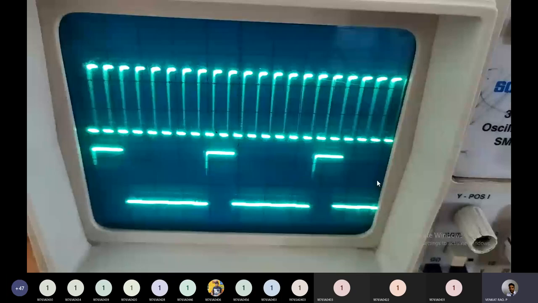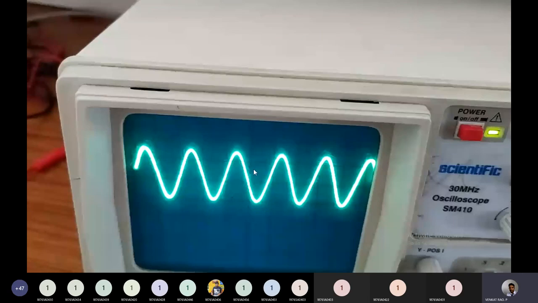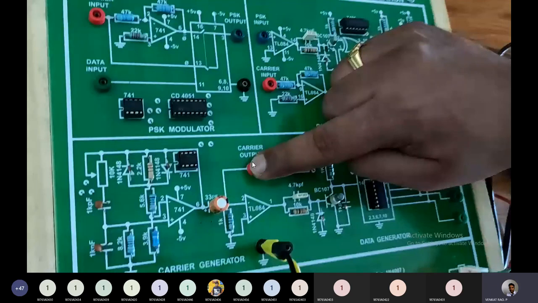Like the other 2 data inputs, but you can observe that later. So here I am directly observing the carrier signal. This is the sinusoidal carrier signal that is generated. So where the carrier is generating, this is the carrier signal. Next, connect this carrier signal to here and data signal to here and try to observe the PSK modulated output.